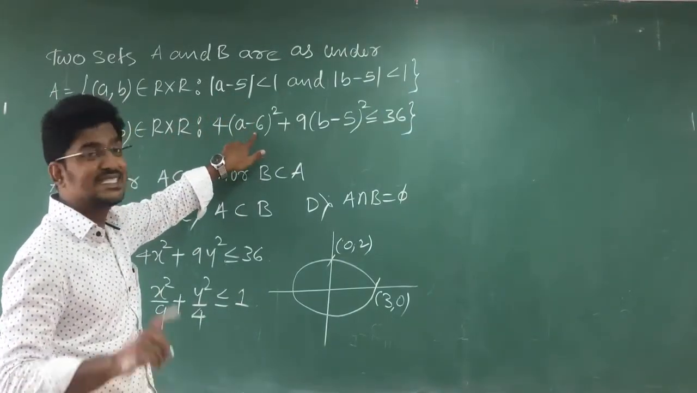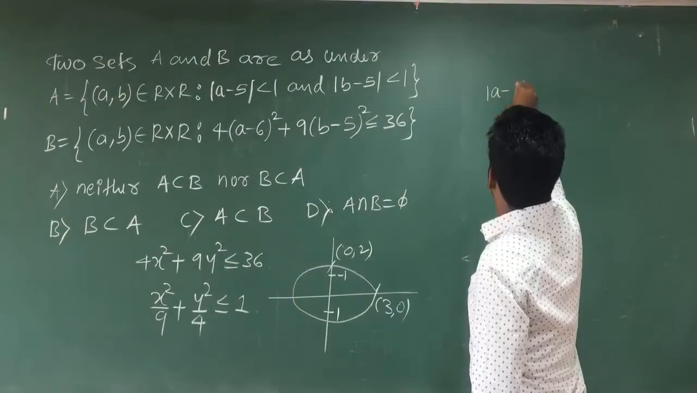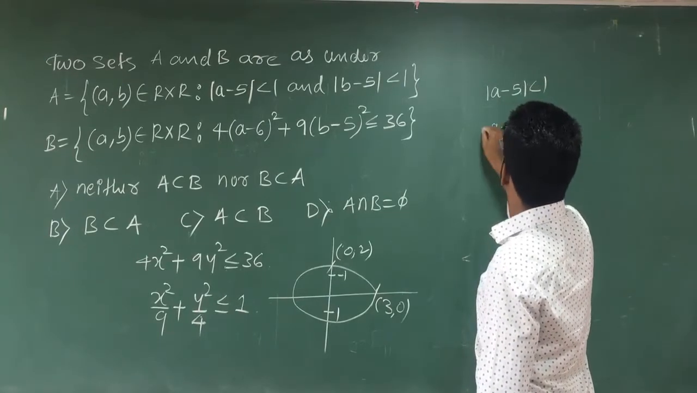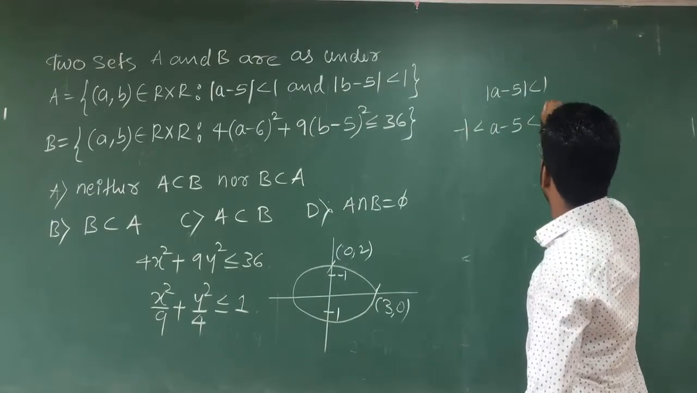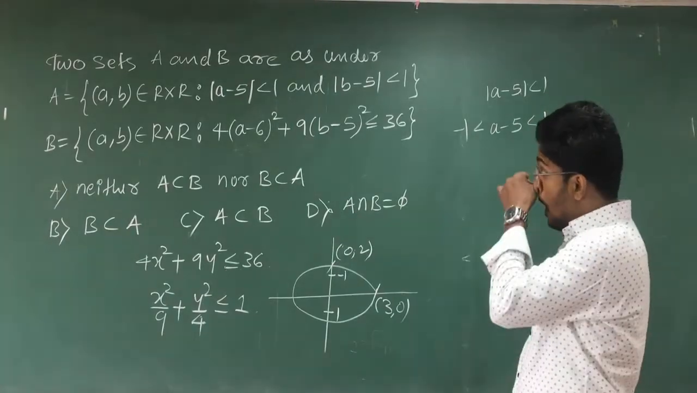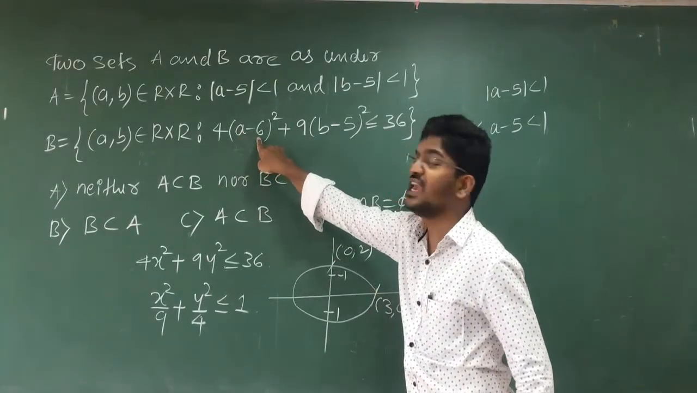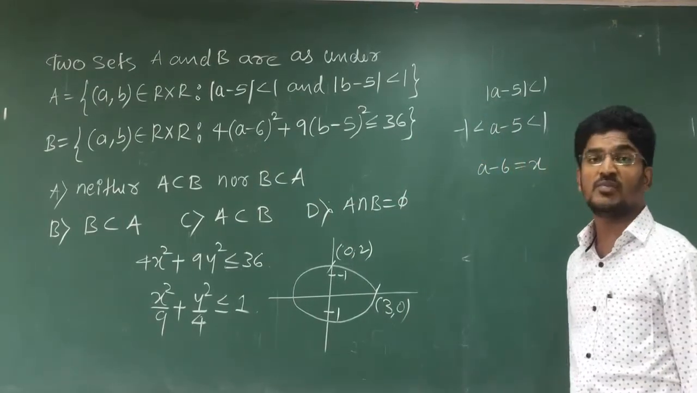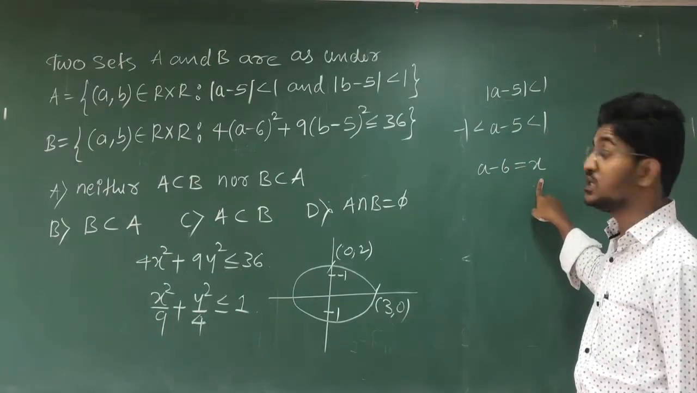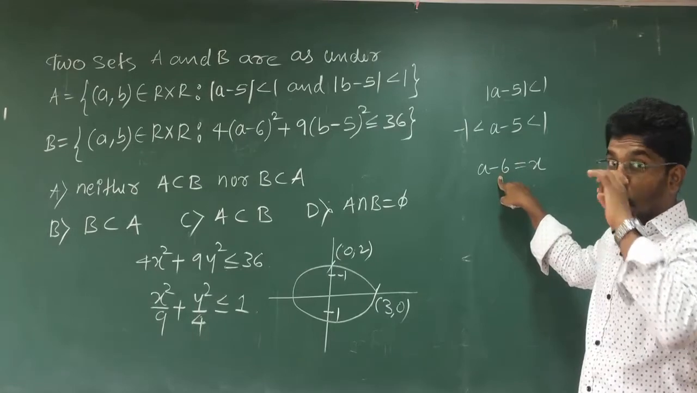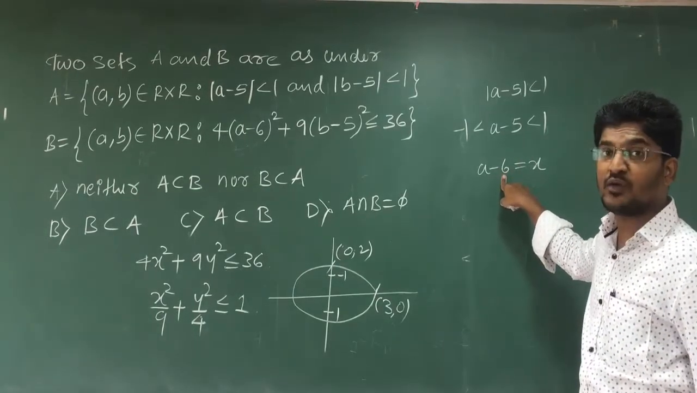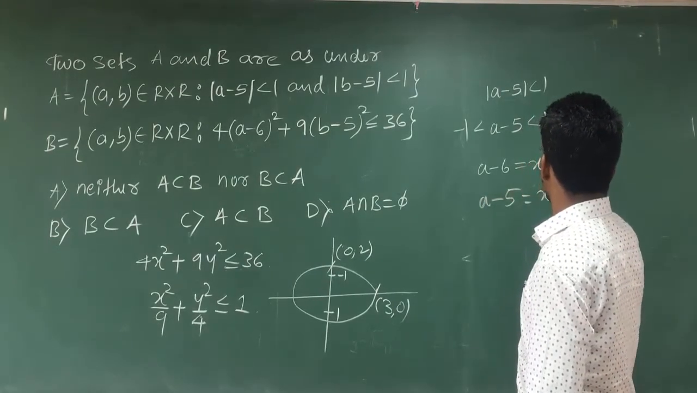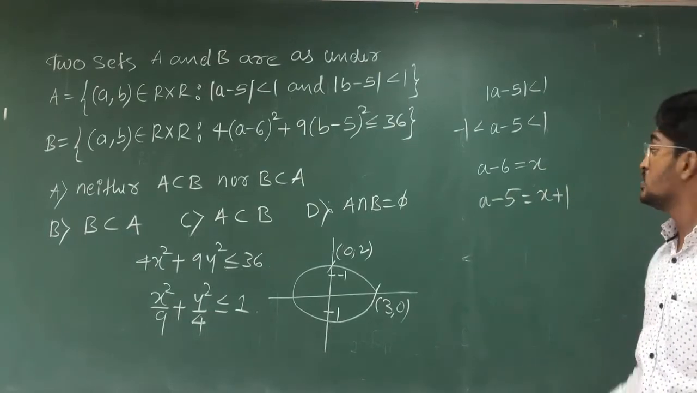Now let us go for the first one, that is mod of A minus 5 less than 1. See, I have taken A minus 6 as x. How can you write this? A minus 5 is greater than minus 1 and less than plus 1. Clear? But here I have x as A minus 6. If I want to make this 5, what do I have to do? Make it plus 1. So A minus 5 is equal to x plus 1.